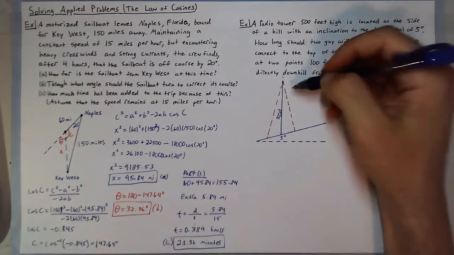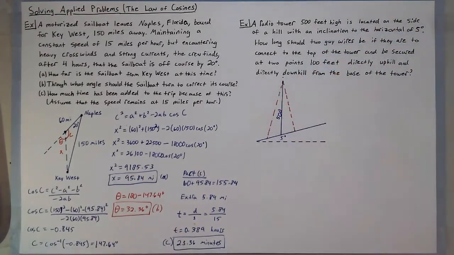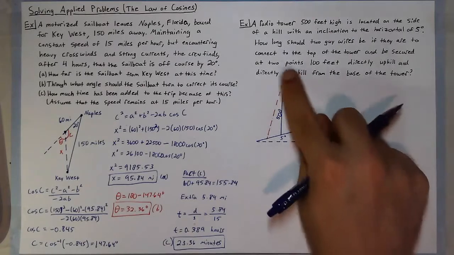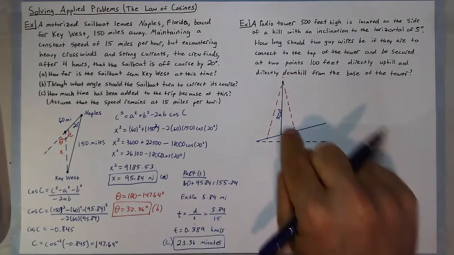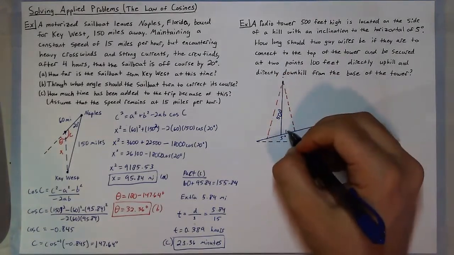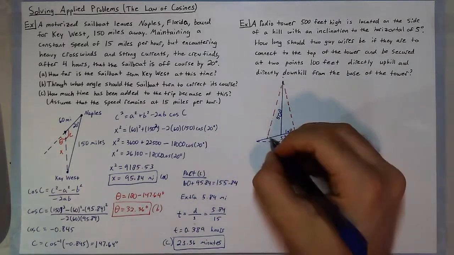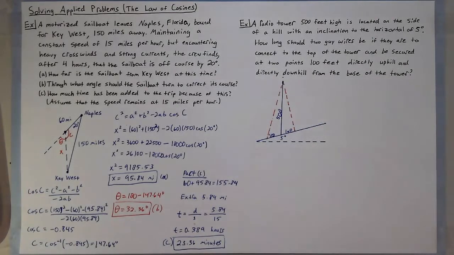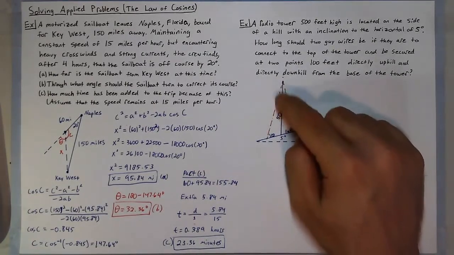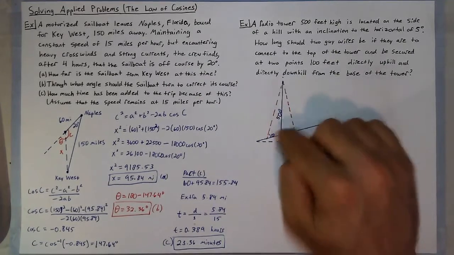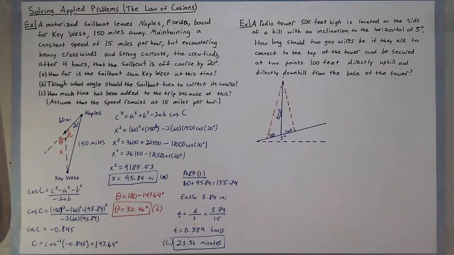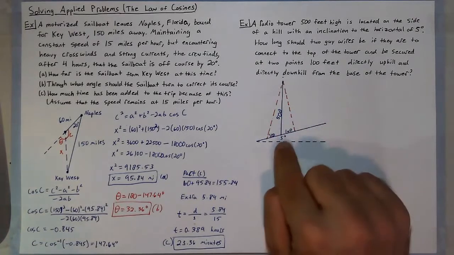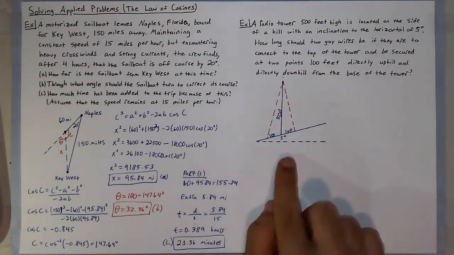How long should the two guy wires be, which I have here in red, if they are to connect to the top of the tower and be secured at 2 points, 100 feet directly uphill, so this is 100, and 100 feet directly downhill. So that's what I know. This is 500, and those two distances are 100, and we want to know how long these guy wires need to be. So the key here is I have two side lengths on these two triangles I've kind of formed on either side of the tower, but I need to know an angle within it, and I'm going to use that 5 degrees to help me out.